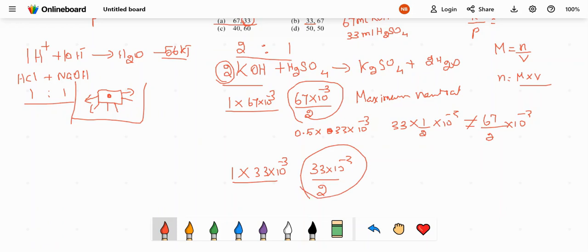But what they have taken is 67 ml. So the molarity of H2SO4 is 0.5, so 0.5 into 67 into 10 to the power minus 3. How can I write that one? 67 divided by 2 into 10 to the power minus 3. That is also not at all possible for maximum neutralization. Originally, they should take this one, but they have taken this one according to the second choice.